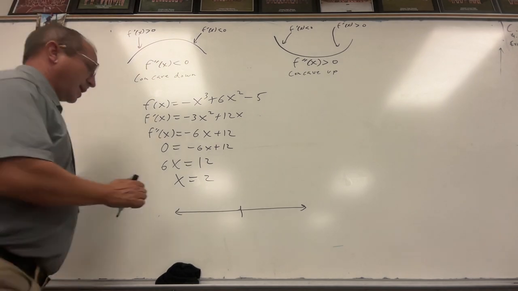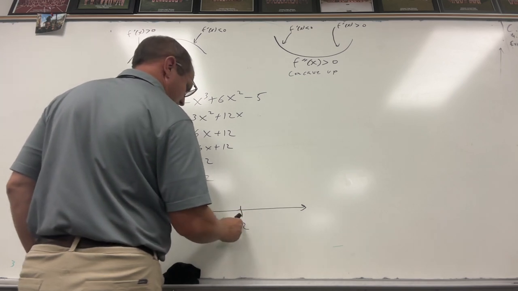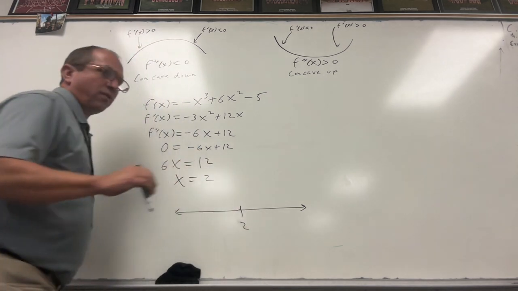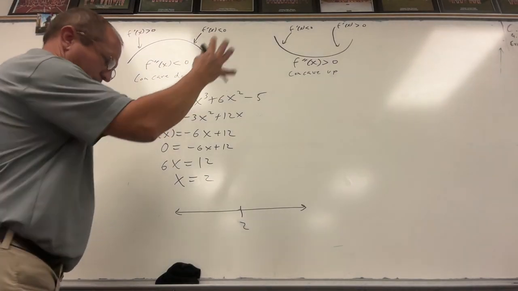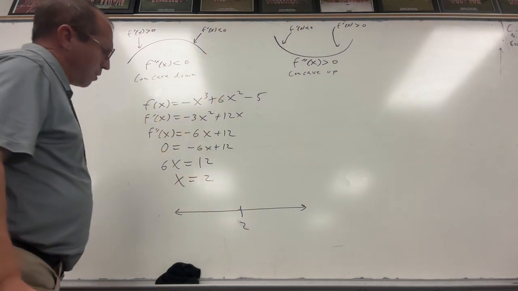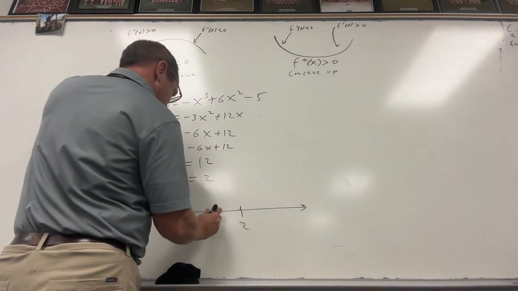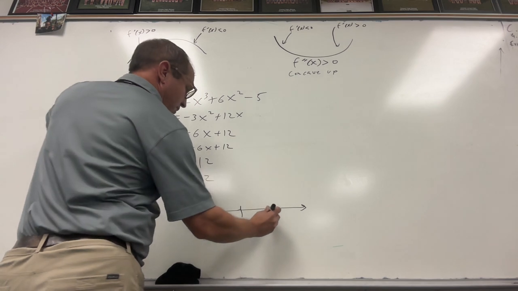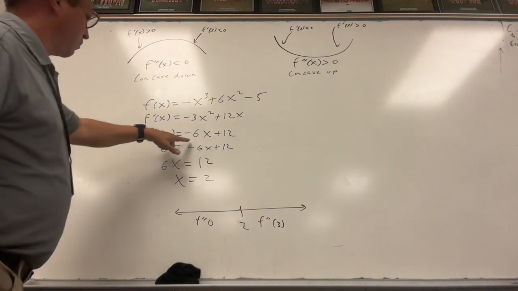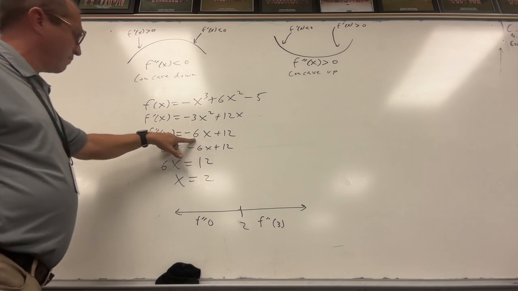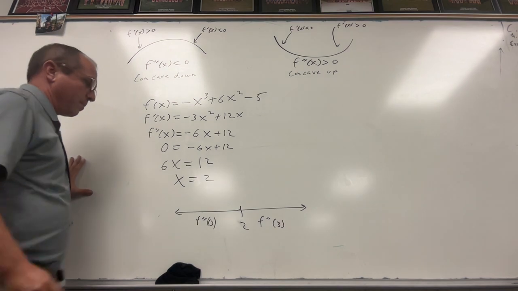So let's determine what's happening. Here's 2 on the number line. Now again, this number line is not sufficient evidence for the AP test, but it's a good guide to get you started, and you can put it into wording. But let's think about what f double prime of 0 would be, and what f double prime of, let's say 3. All right, so we go here. If I plug in 0, what kind of answer do I get? Positive or negative? Positive.